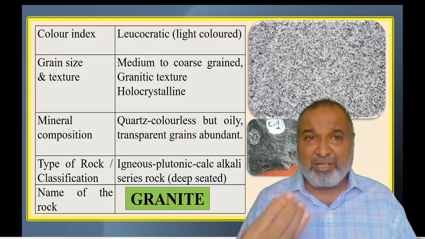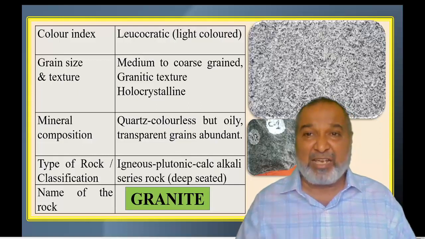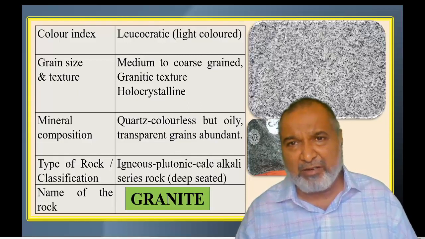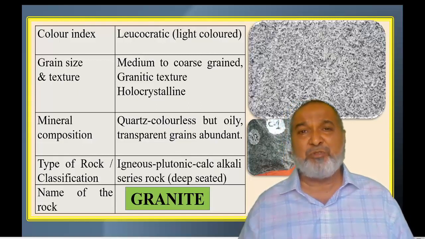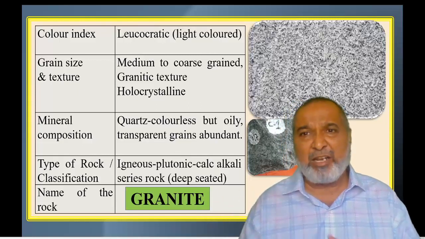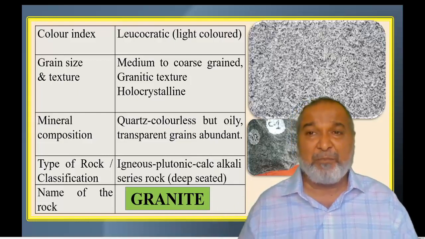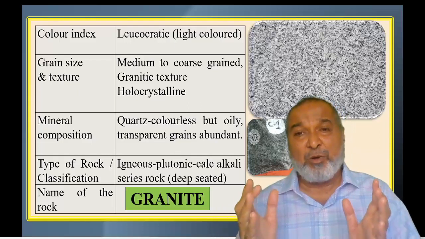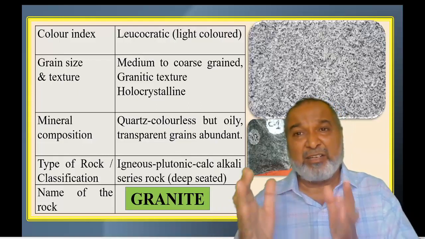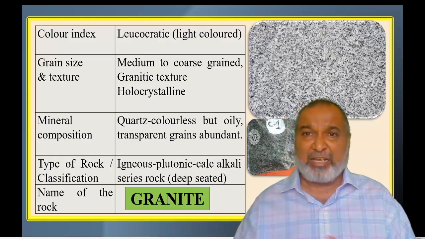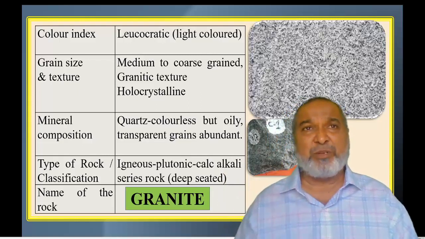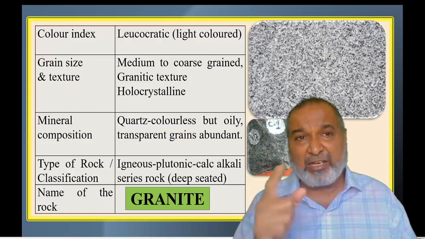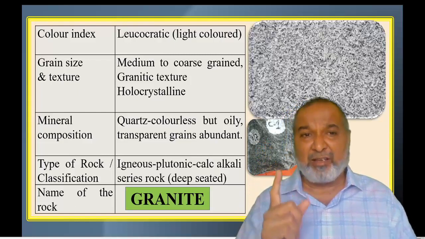Then after the color, the next one is the grain size. We have discussed medium to coarse grain. You can clearly see that the rock is medium grain or somewhat coarse grain, and more or less the same size. So it is holocrystalline, and next, equigranular, and that equigranular texture is represented by only one rock, granite. So it is called granitic texture.